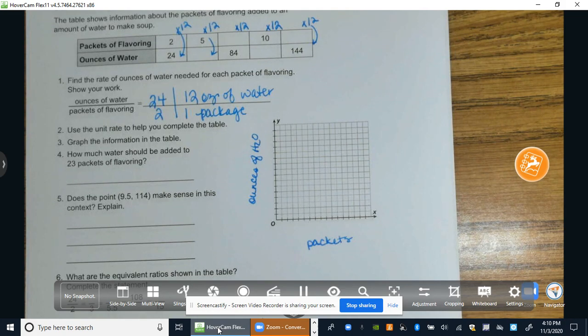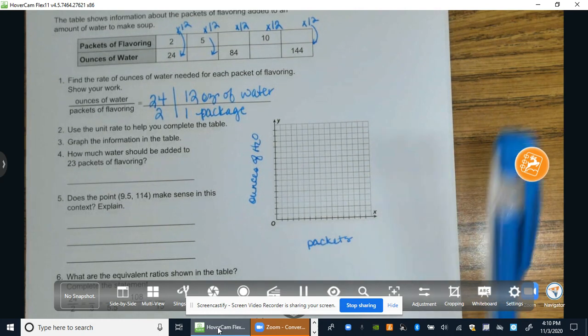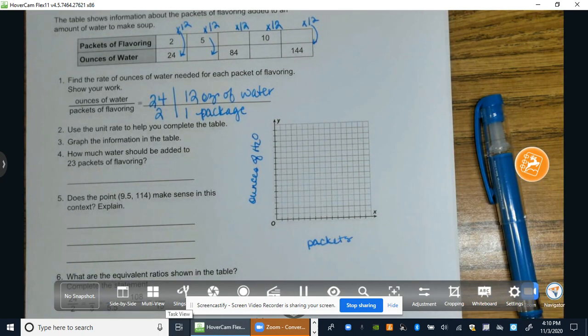All right, so you need to complete the rest of this. I'm really looking at 4 through 7. I want you to try your best on graphing. I know it's kind of hard if you're doing it on Canvas, but you're going to try your best and work it out. All right, so that's it for the day.